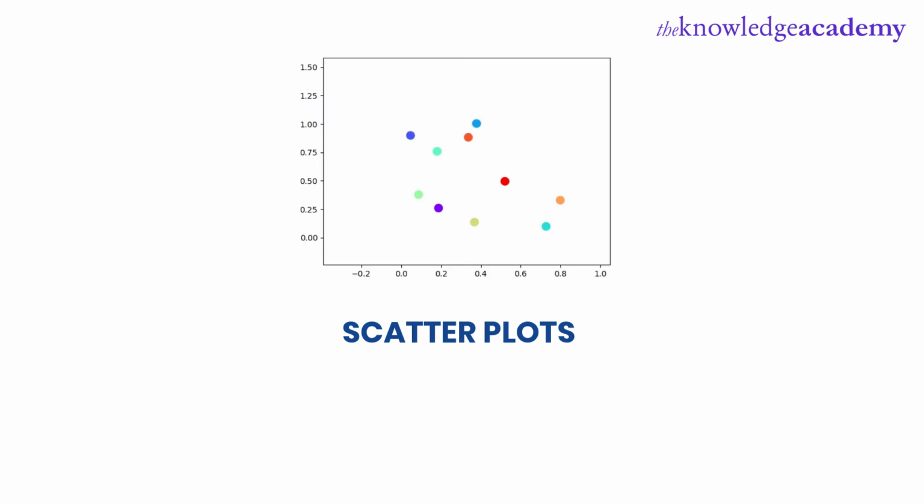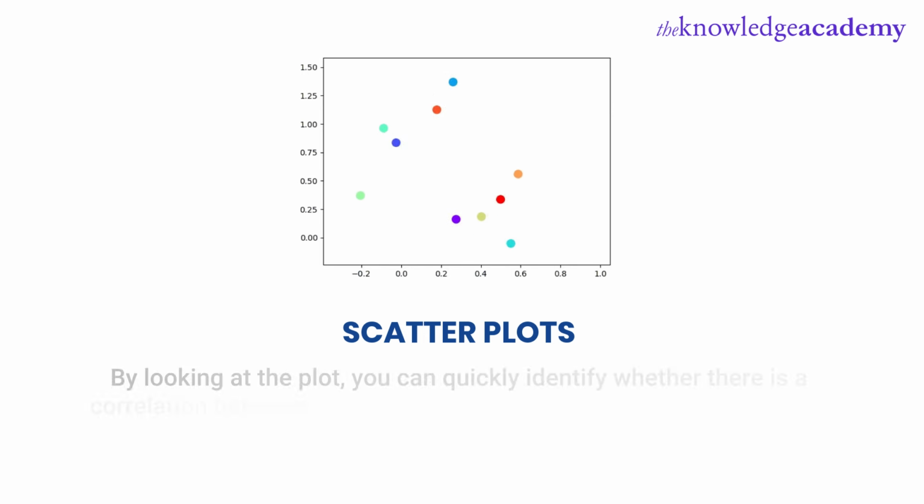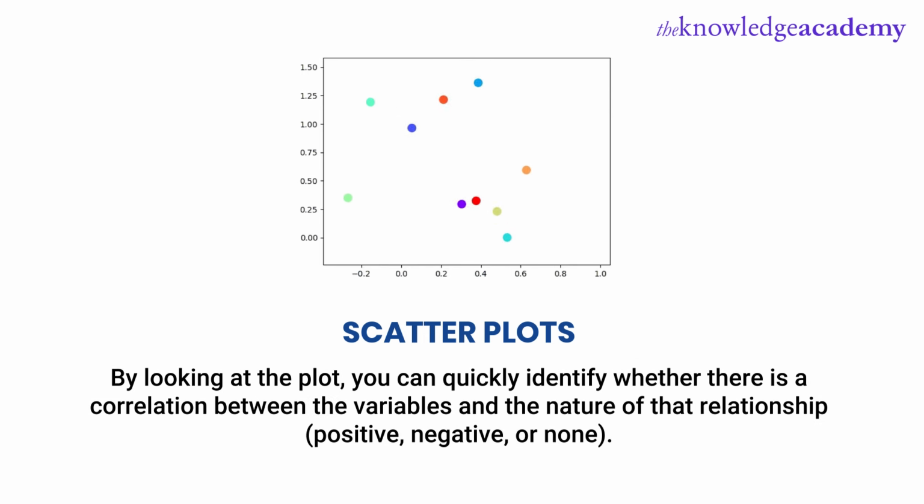First up, we have scatter plots. Scatter plots are a great way to visualize the relationship between two continuous variables. Each point on the scatter plot represents an observation from the dataset. By looking at the plot, you can quickly identify whether there is a correlation between the variables and the nature of that relationship, that is positive, negative, or none.